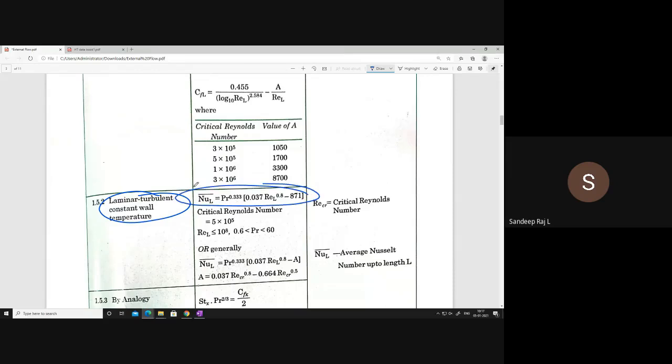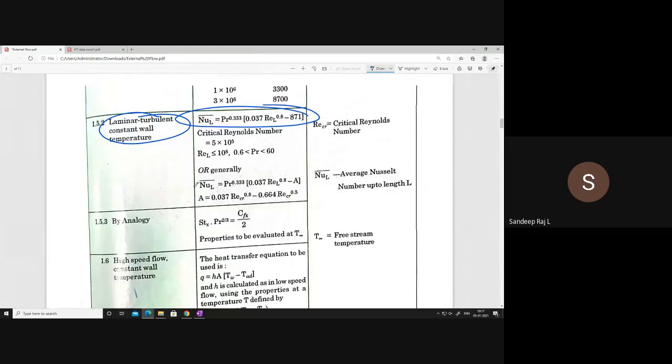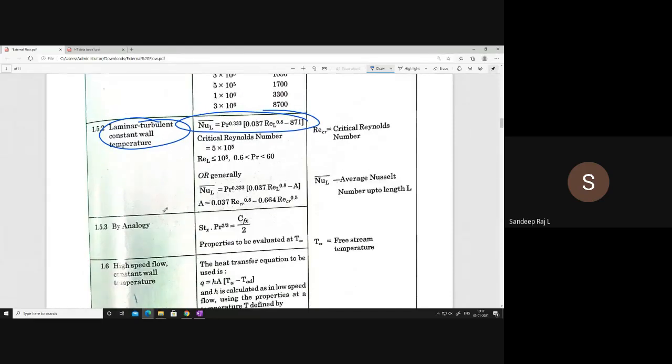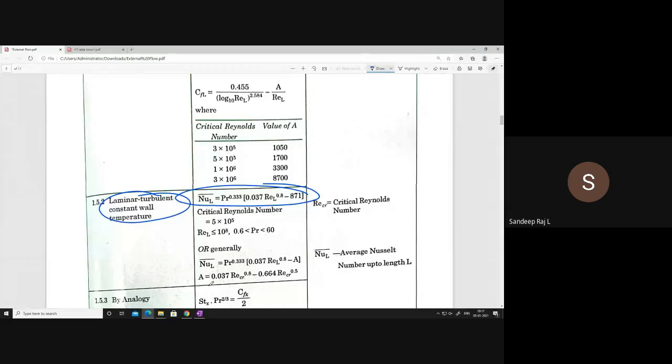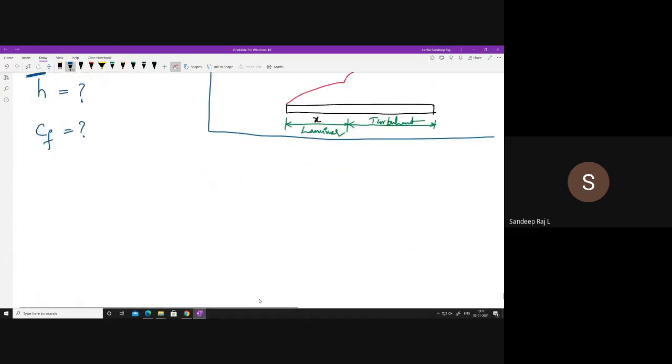If the laminar length has to be considered in the given flow, you have to make use of these formulas. So let us solve this problem based on this laminar region, considering this laminar region also. So how do you find out this laminar region?